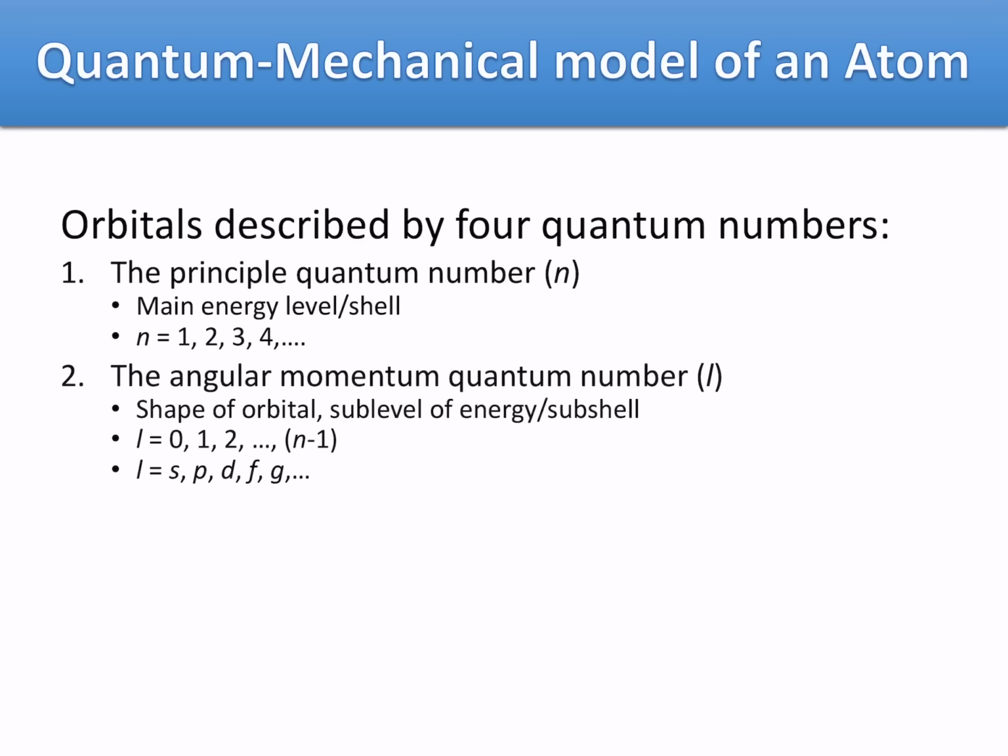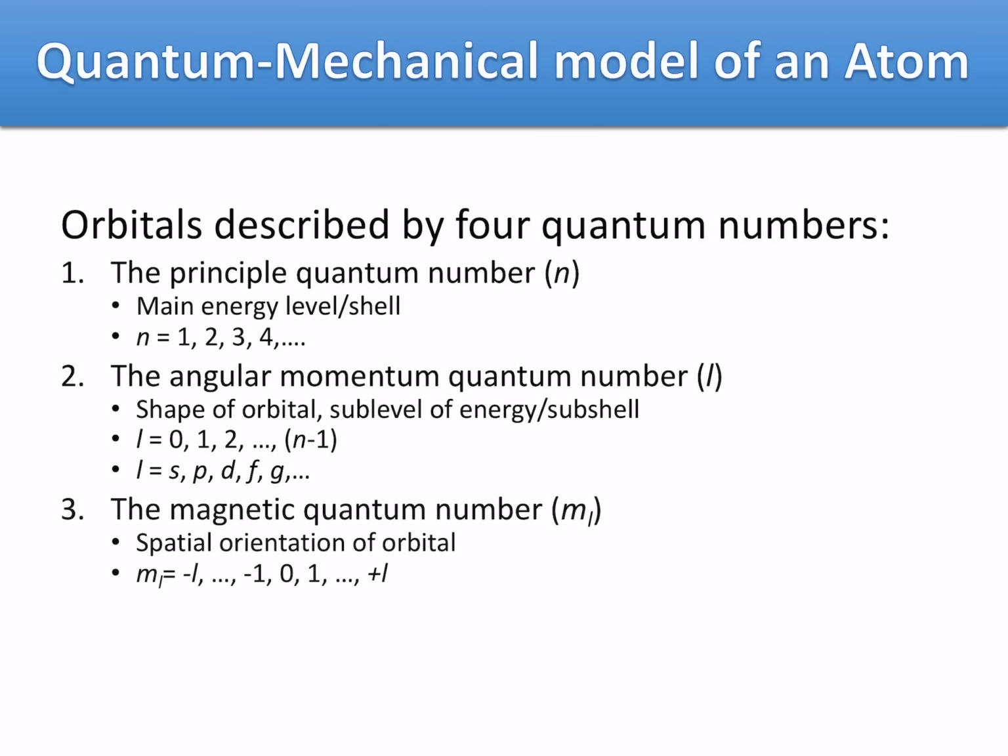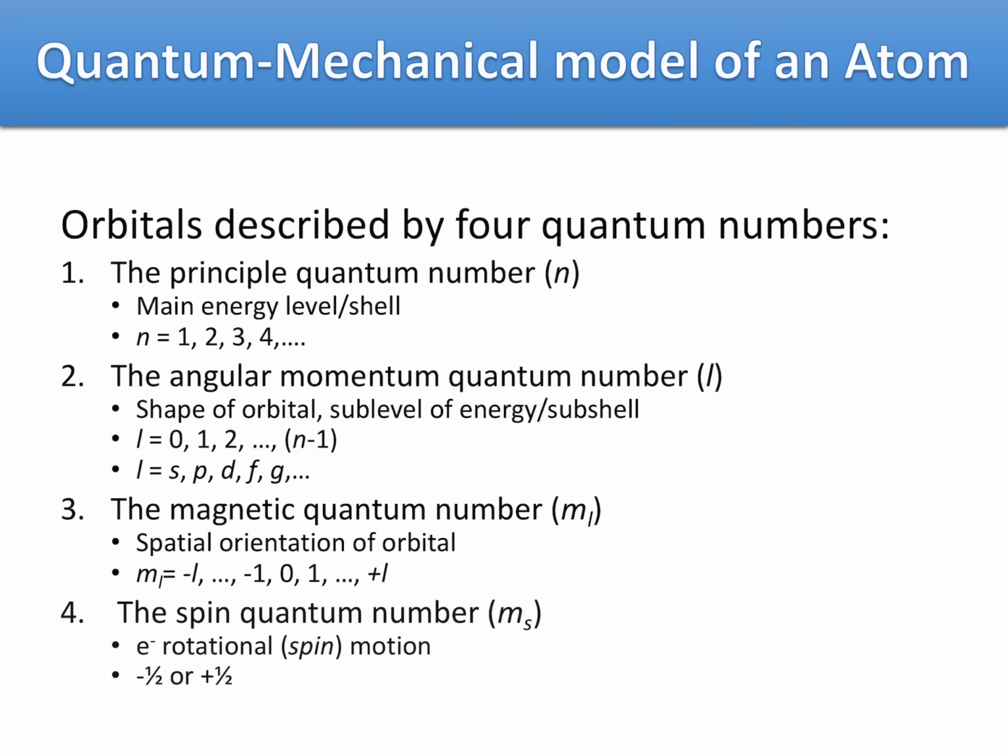Then we have the angular momentum quantum number, which tells you the energy level, but most likely we refer to that number as describing the shape of the orbital. And then the magnetic quantum number gives the spatial orientation of the orbital. So in that empty space, what is the orientation? What point is that orbital directed to? And the last one is the spin quantum number that basically describes the electron.